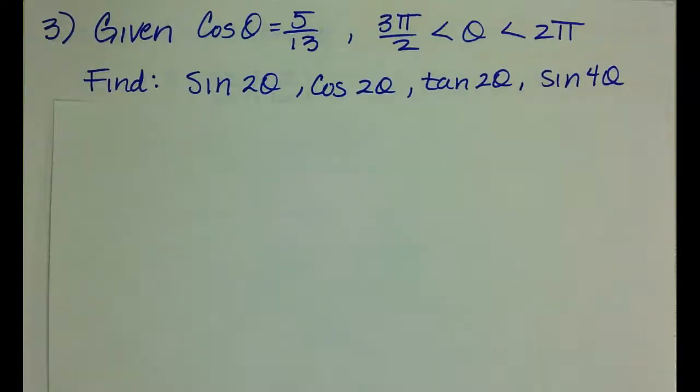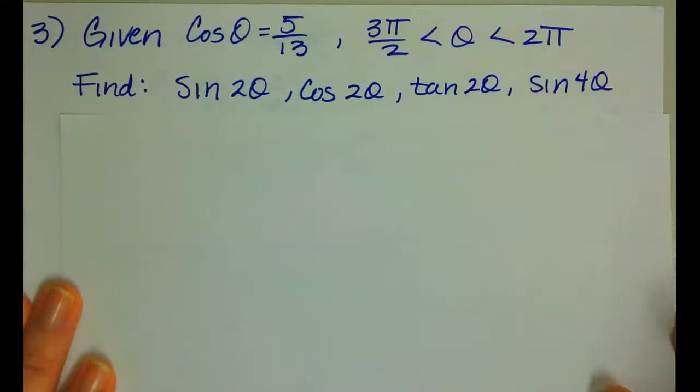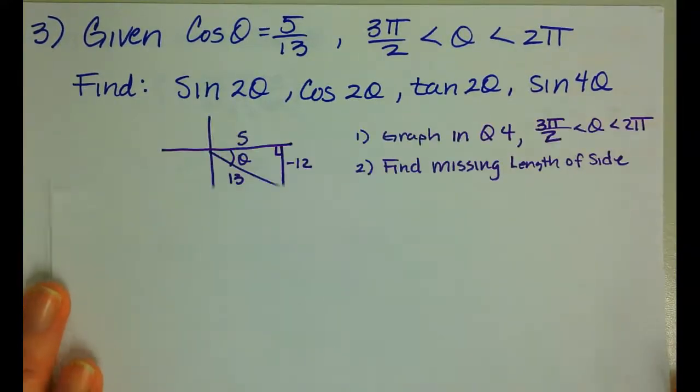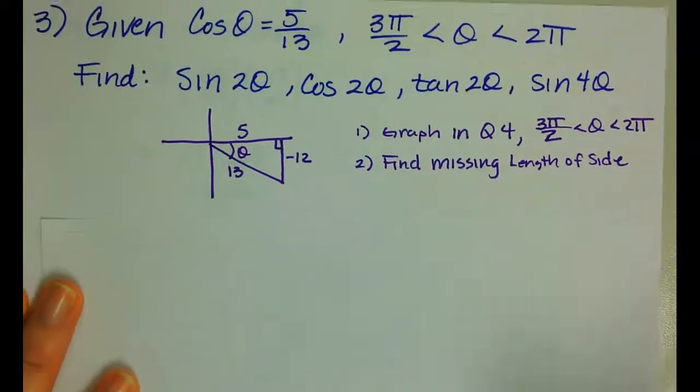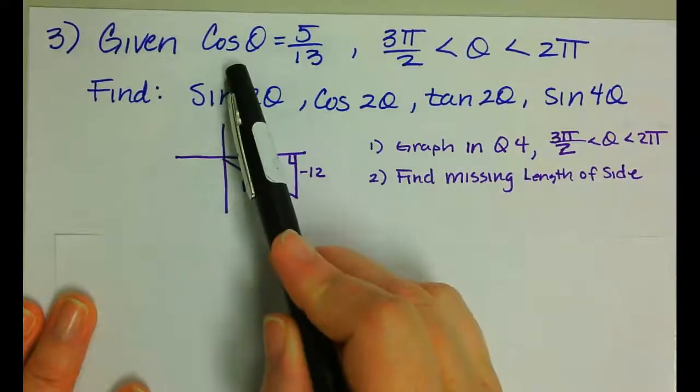And we'll talk about how to get that one here in just a minute. So the first thing we need to do is lay out our triangle so that we have the values out of our triangle to work with this problem. So the first thing I do is graph it correctly. So I need to graph a triangle where cosine is positive.